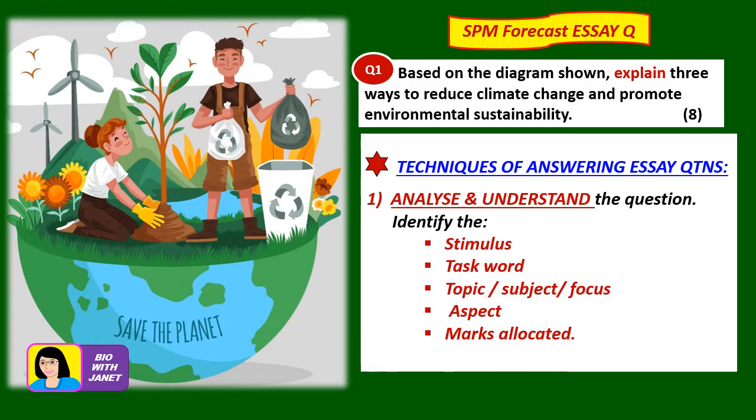Right, let's look at our SPM forecast essay question here. Question 1. Based on the diagram shown, explain 3 ways to reduce climate change and promote environmental sustainability. 8 marks. Okay, so in this video, there are 2 activities that we're going to do.